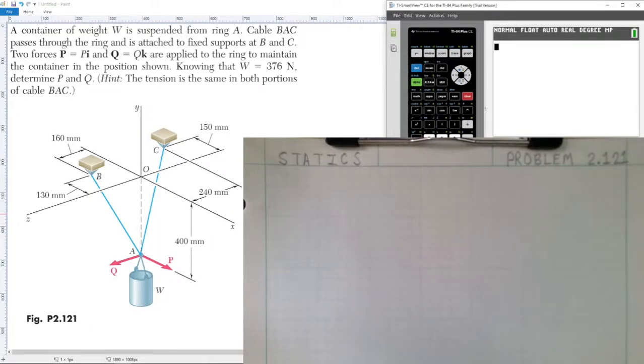Alright guys, welcome to today's lesson in statics. Today we're covering problem 121 from chapter 2.